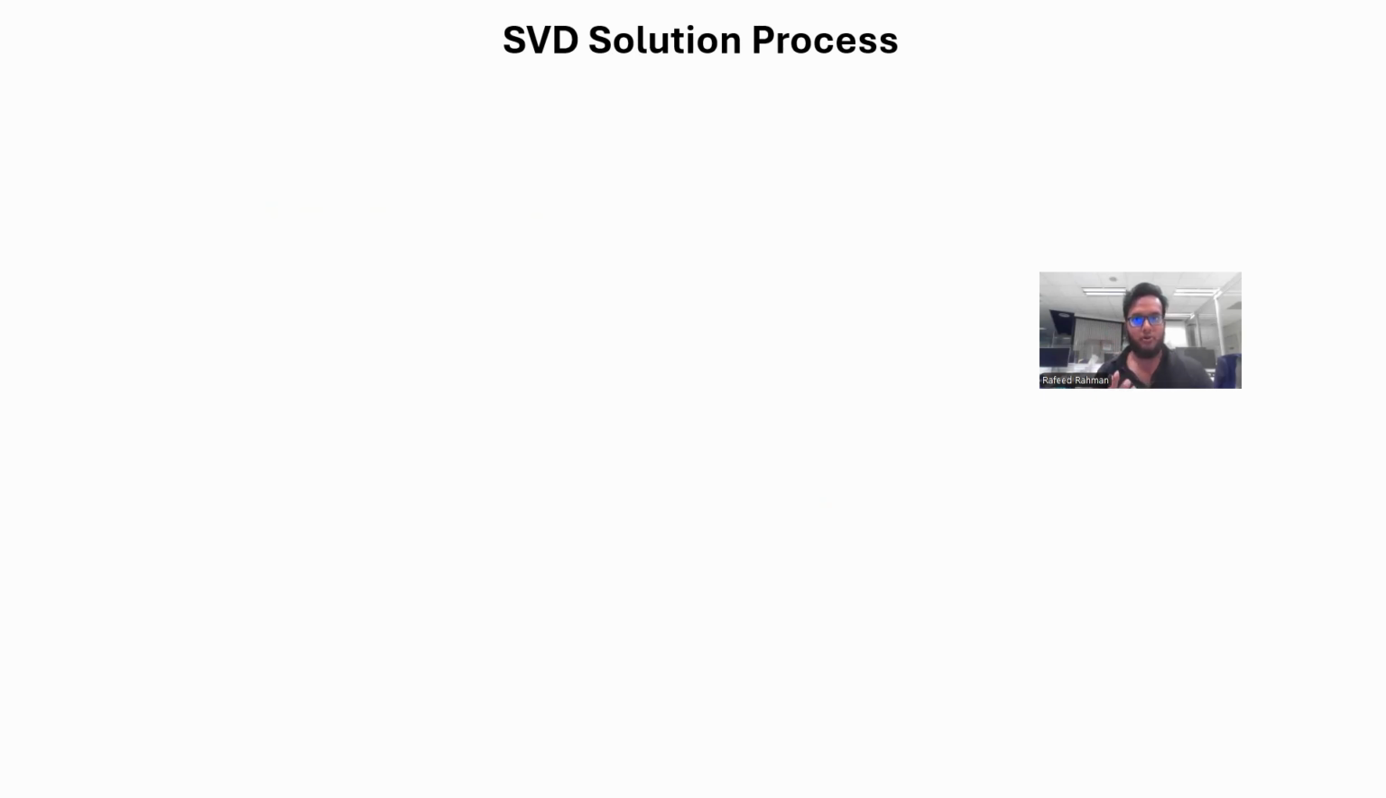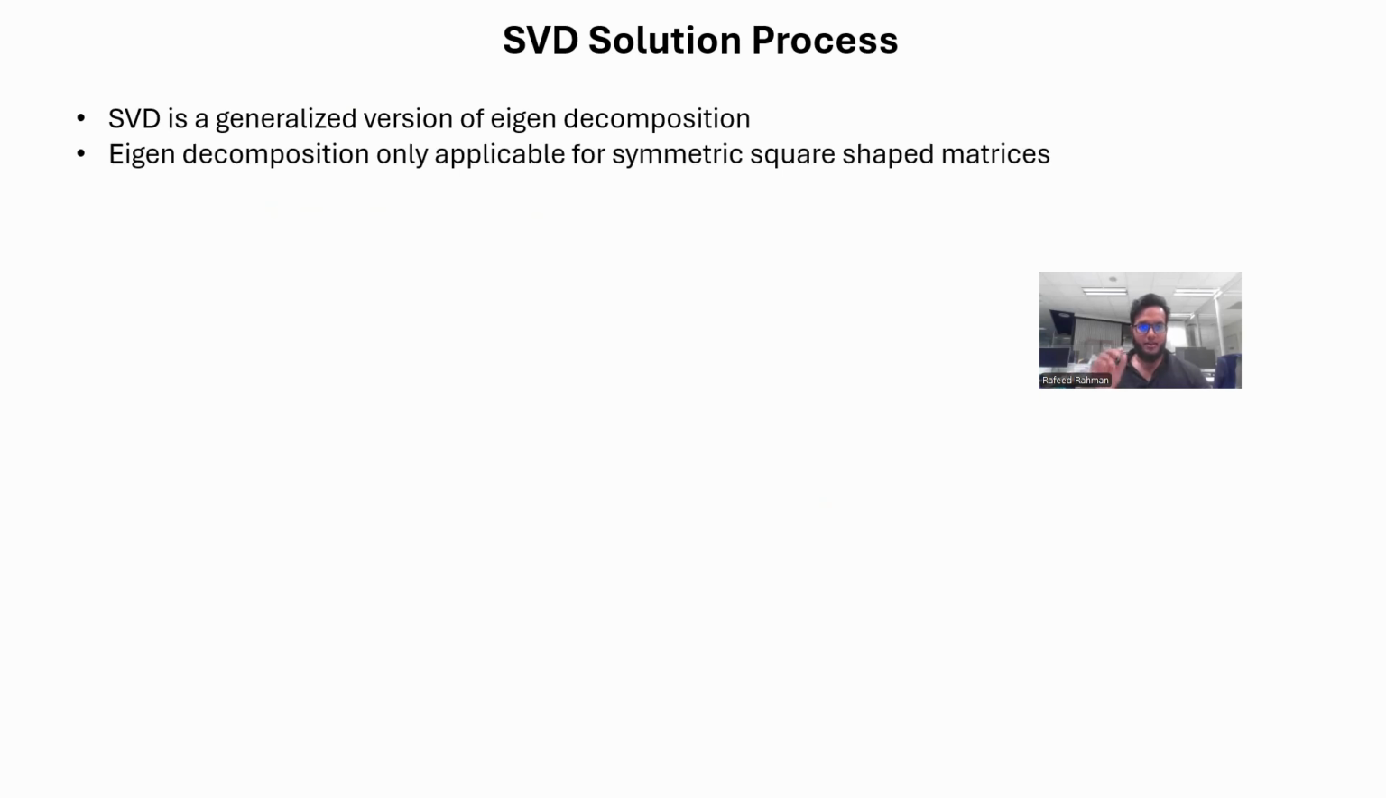Now we are going to talk about how exactly we are going to get the U matrix, the VT matrix, and the sigma matrix using SVD. Now SVD is actually a generalized version of Eigen decomposition. It is because Eigen decomposition is only applicable for symmetric square-shaped matrices, right?